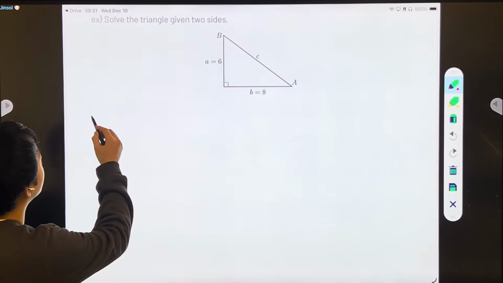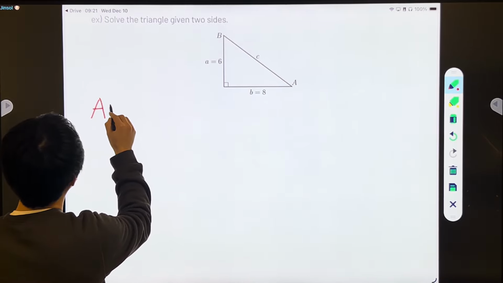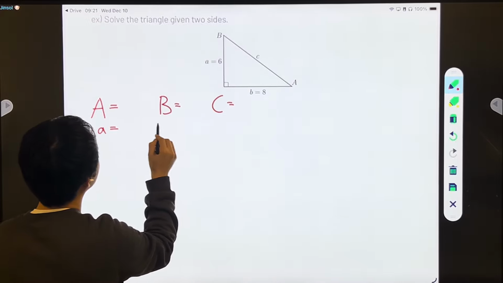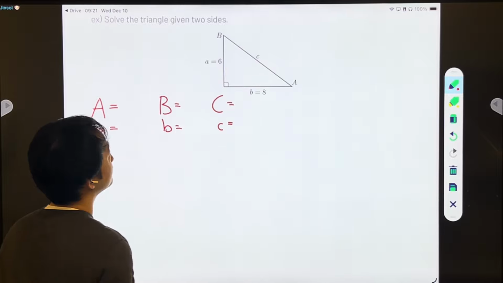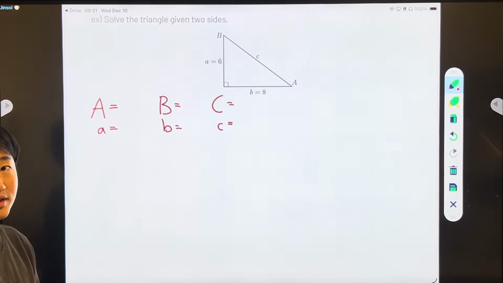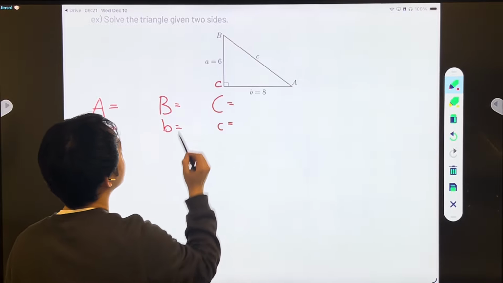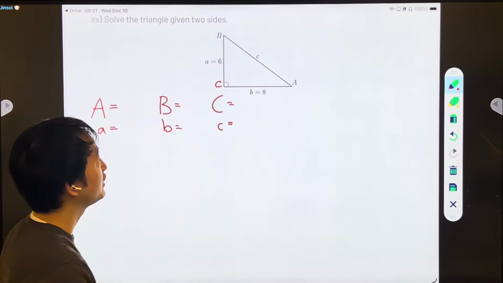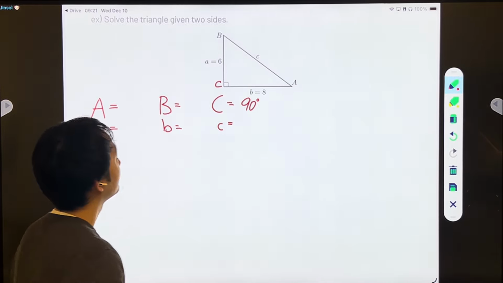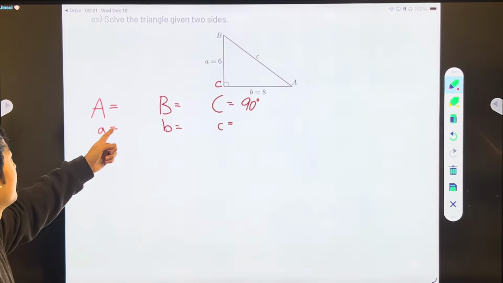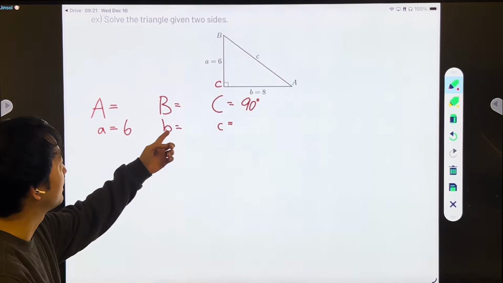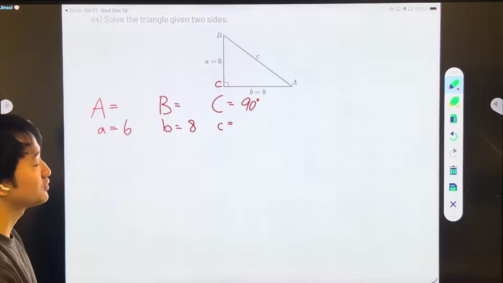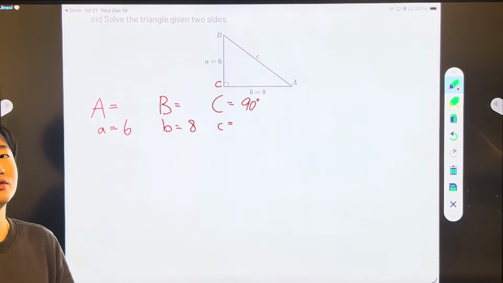A graphic organizer. So what I mean by the graphic organizer is I'm going to make a table like this: A equals, B equals, C equals, A equals, B equals, and C equals. So let's write down what we know. Let's just label this side as C. Well, I don't know the angle A. I don't know the angle B, but I do know the angle C, which is 90 degrees. I do know that the side length A is 6. I also know that the side length B is 8. I don't know the side length C. So this graphic organizer tells me what I know and what I don't know.